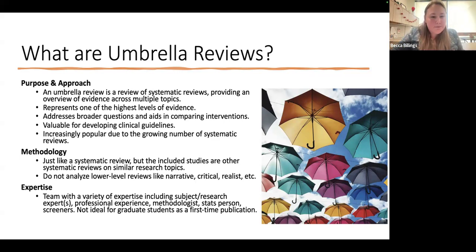Let's see. Oh, so with umbrella reviews, like I said, they're only analyzing other systematic reviews that have that strong methodology. Because of this, they can't analyze those lower level reviews like your narrative reviews or integrative reviews because they don't have that same methodology and rigor across the board. This is also one where you're going to want to have that variety of expertise. Not ideal for graduate students as a first-time publication, but being on that team and having that experience is fine.